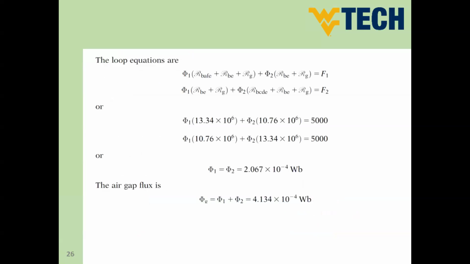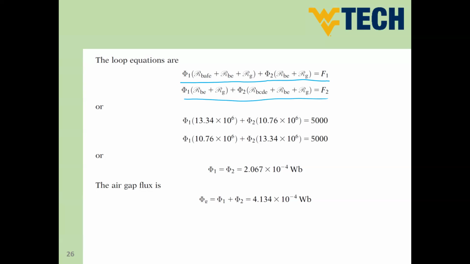Here, guys, he said phi 1 times reluctance BAFE plus reluctance BE plus reluctance G, plus phi 2 times reluctance BE plus reluctance G, equals F1. So he made one relation for the first loop. He made another relation for the other loop. So he didn't solve the equations as we made.